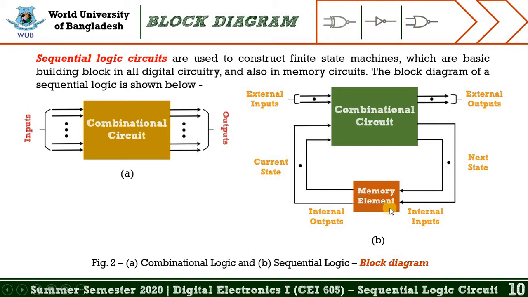Well, on the right side of the memory element, you may find internal inputs, and on the left side of the memory element, you may find internal outputs. And on the lower left side of the block diagram of sequential logic circuit, you may find the current state, and in the lower right side, you may find the next state. So let's move into the next slide.